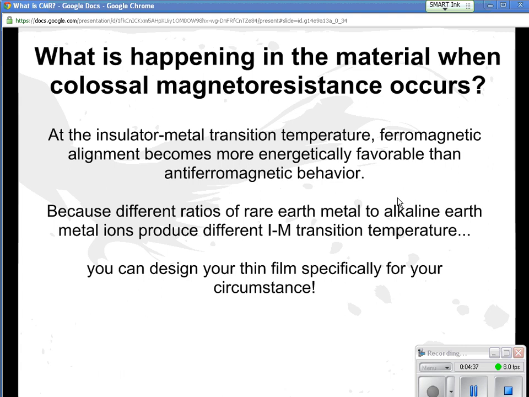And at the insulator metal transition temperature, which is what we call that peak in the graph, ferromagnetic alignment becomes more energetically favorable than antiferromagnetic behavior, and it'll go with the more favorable situation. Because different ratios of rare earth metals to alkaline earth metals produce different transition temperatures, then you can design your own thin film specifically for your circumstances. When do you want it to change? How drastically do you want it to change? All that can be determined by the conditions under which the thin film is produced.